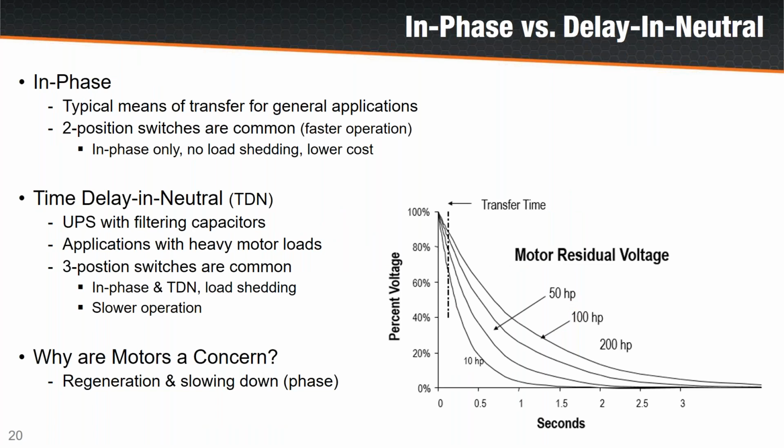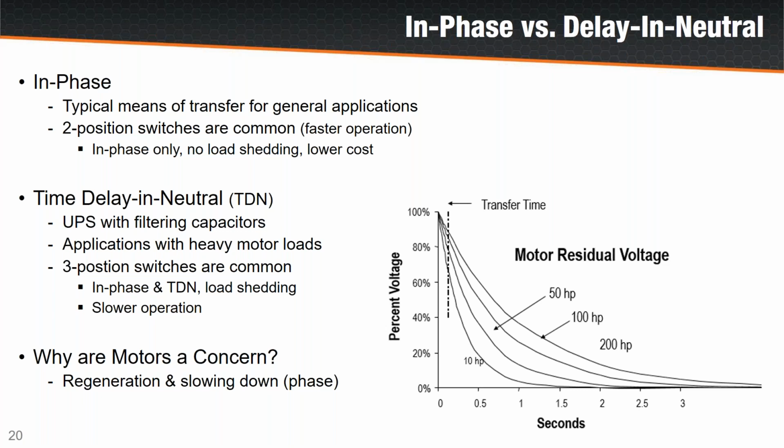Typically in-phase technology is implemented with a type of switching technology usually called a two-position switch. They tend to operate a little bit faster. They tend to lend themselves to only supporting in-phase operation, so they become an in-phase only switch. They don't have the ability to load shed or go to a disconnected state like that neutral state and stay there. And they tend to be a little bit lower cost. So they work well for general applications.